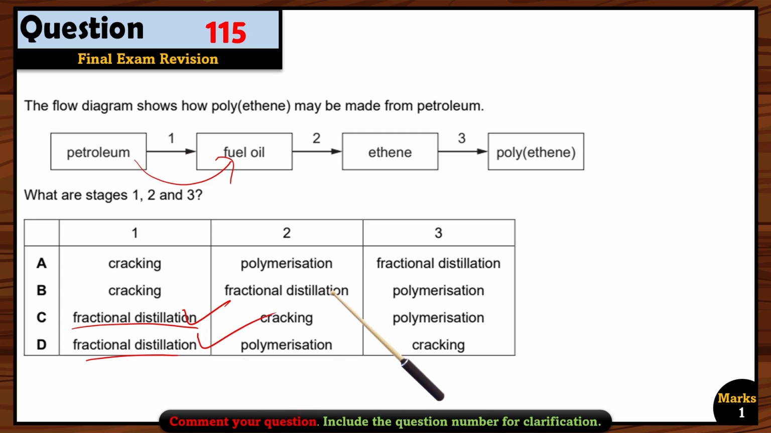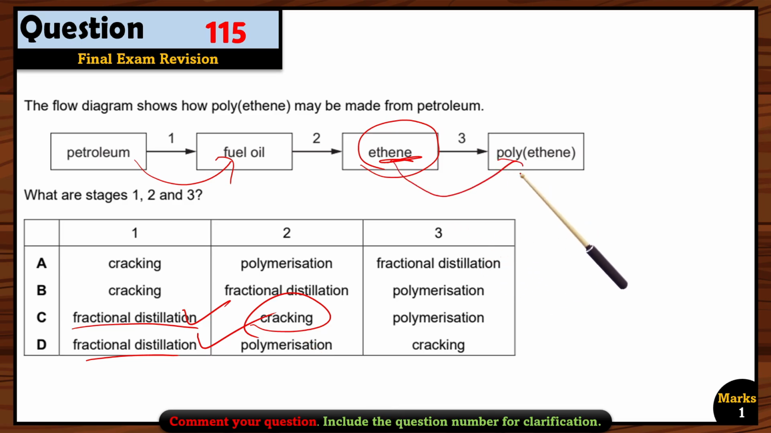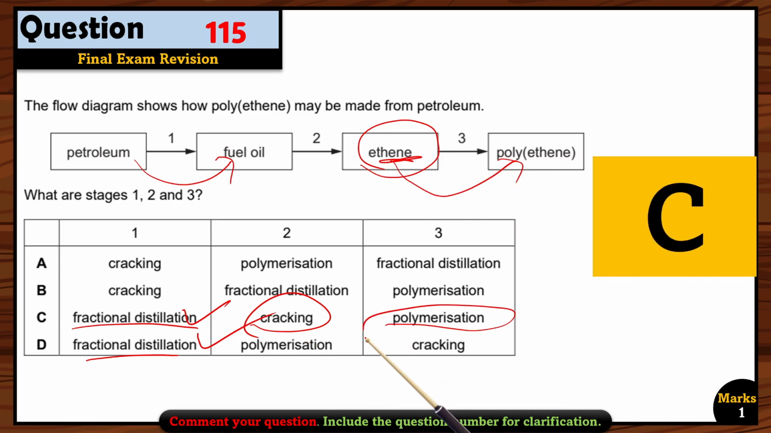Then the alkanes can be converted into alkenes, because this is alkene, ENE, right? It can only be converted into alkene through the process of catalytic cracking. So cracking is the option. Now, through addition polymerization, the alkenes can be converted into polymers. So through the polymerization, ethene will be converted into polyethene. So option C is the right option.